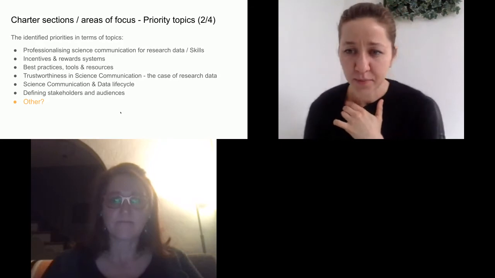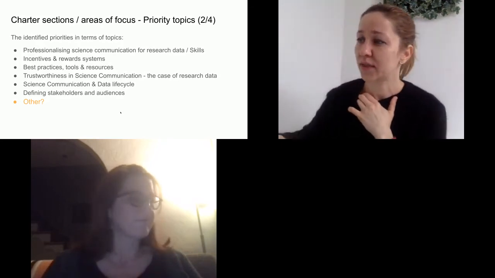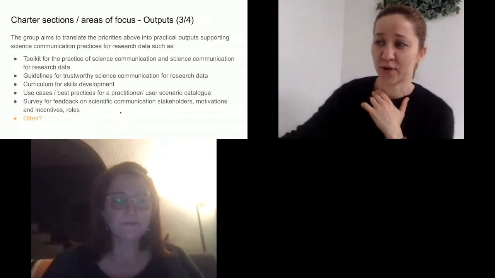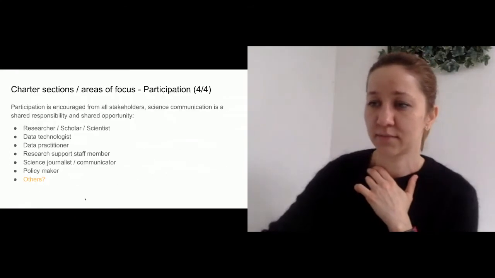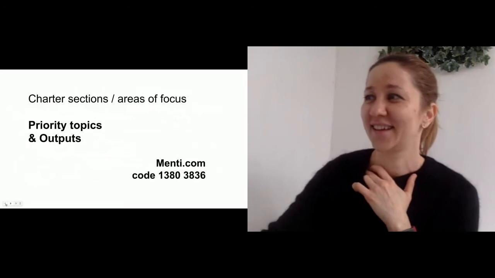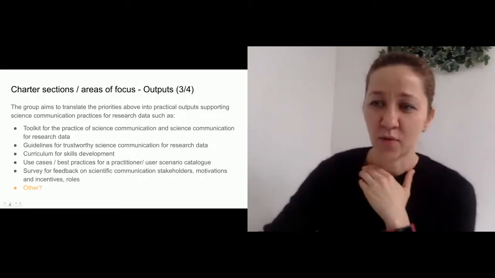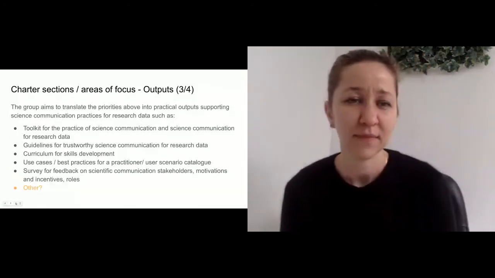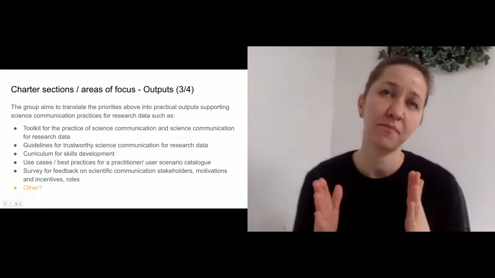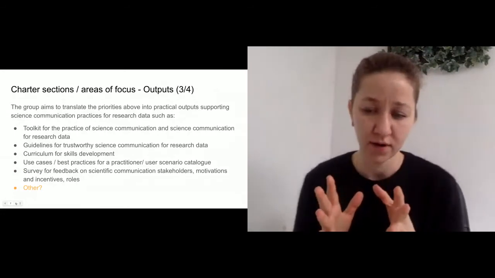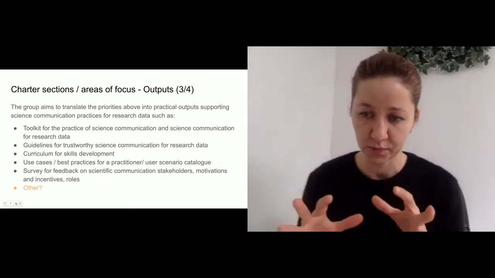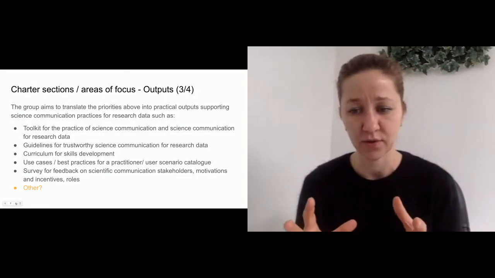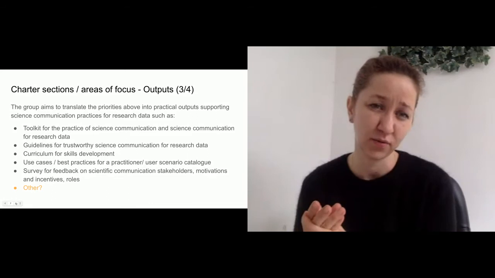So I think we've covered the topics. I'll try to move on now to the bit on the potential outputs, and then we'll try to run the Menti. Oh, sorry. No, back. Okay. So we've looked, as I mentioned, at the priority topics, and based on the way the groups work under RDA, especially the interest groups, we usually have a set of priority topics that are being addressed and potential outputs that the group can look at.